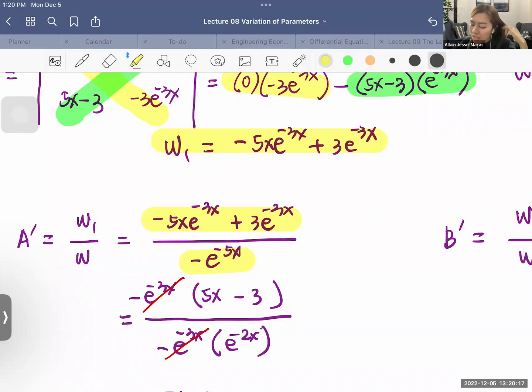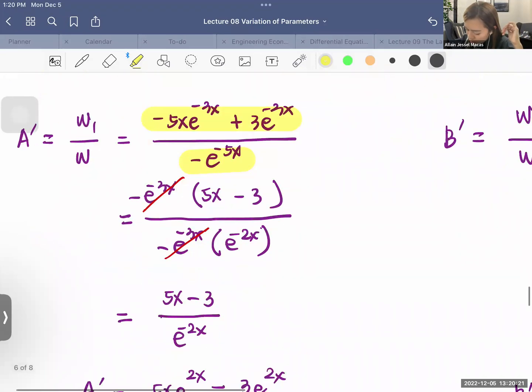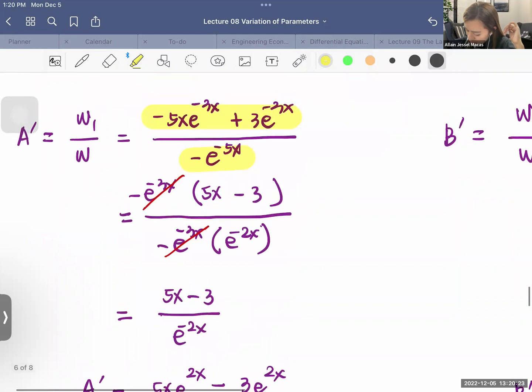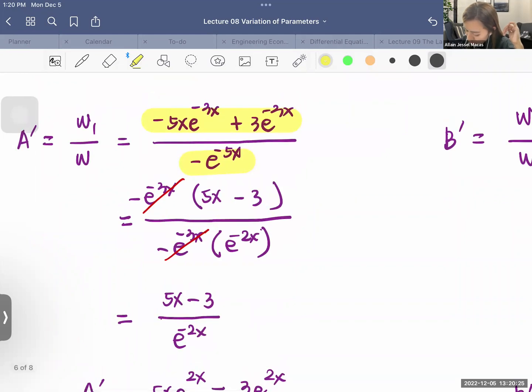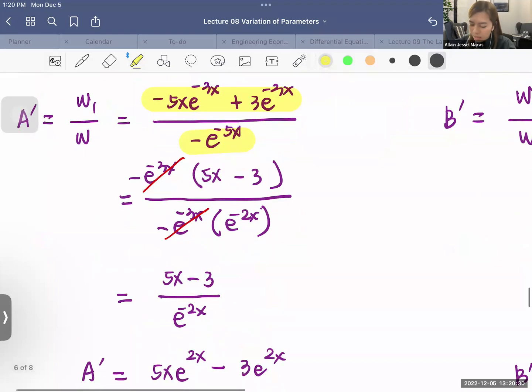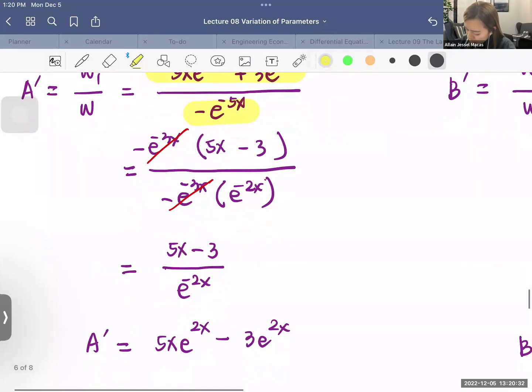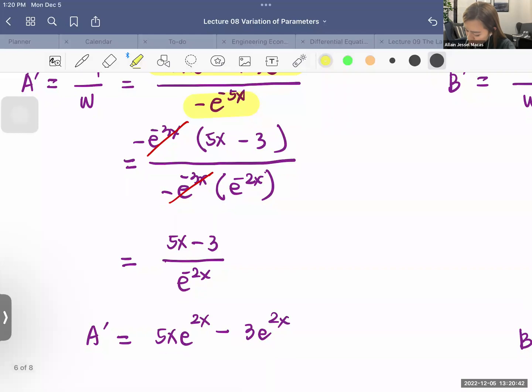So we need to integrate it to get A. To simplify that, we'll get A prime that is equal to (5x minus 3) over e to the negative 2x. Now, we move it up, class. I'll just take the shortcut. If you move it up, the e to the negative 2x becomes e to the 2x, and then it will be distributed to 5x minus 3. So it will have this result. Okay, follow ra?